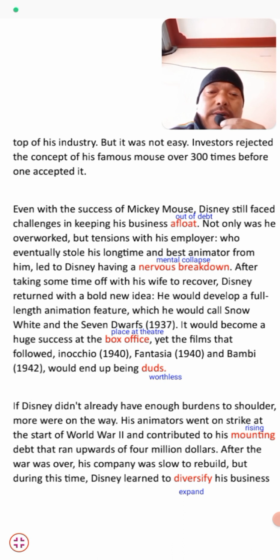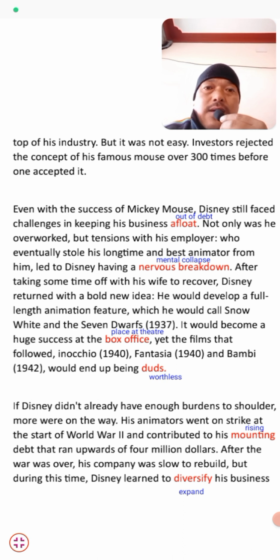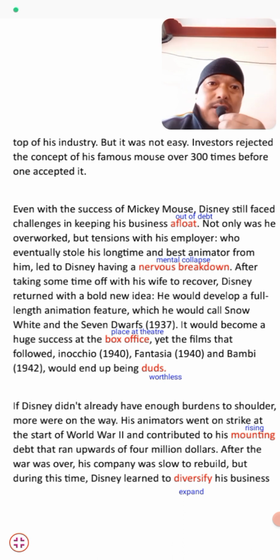Already, Disney had a big burden, and his animators went on strike at the time of World War II. Because of their strike, Disney's debt kept rising, and it went up to more than $4 million.